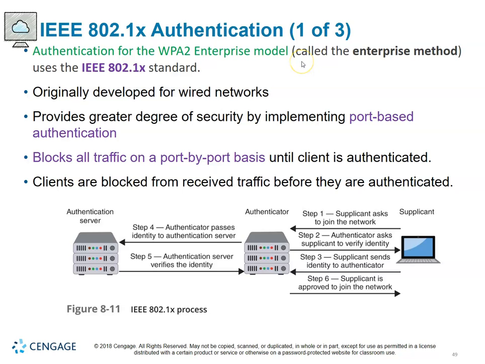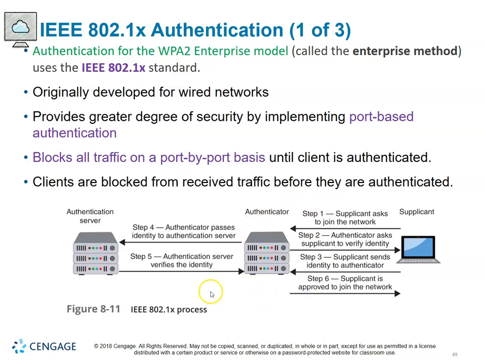So let's talk about IEEE 802.1x authentication. This is a new standard, 802.1x. This is now an authentication piece that's been inserted into the WPA2 enterprise model. It was originally developed for wired networks, but this now provides a greater degree of security by implementing, and this is the key part, port-based authentication. Port-based. You see the X? You should be thinking port-based authentication. It blocks all traffic on a port-by-port basis until the client is authenticated. So clients are blocked from receiving traffic before they're authenticated.